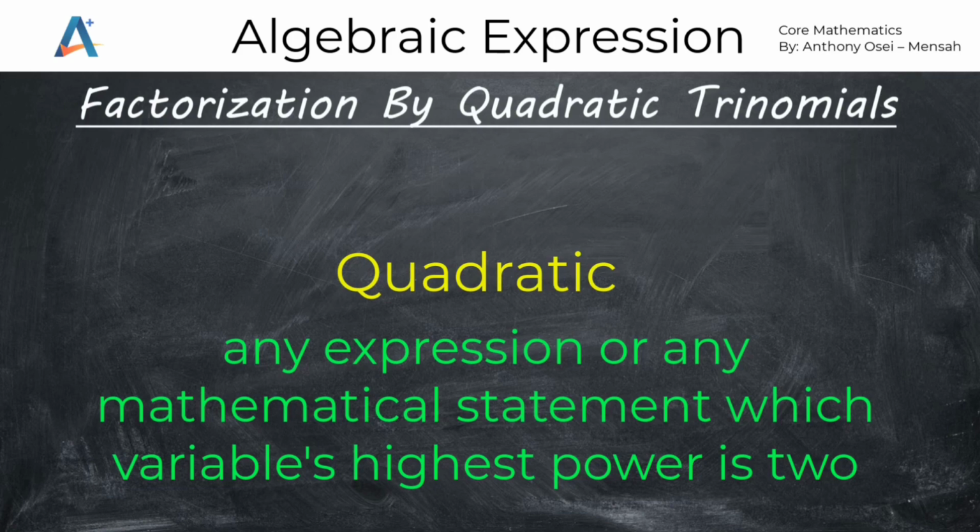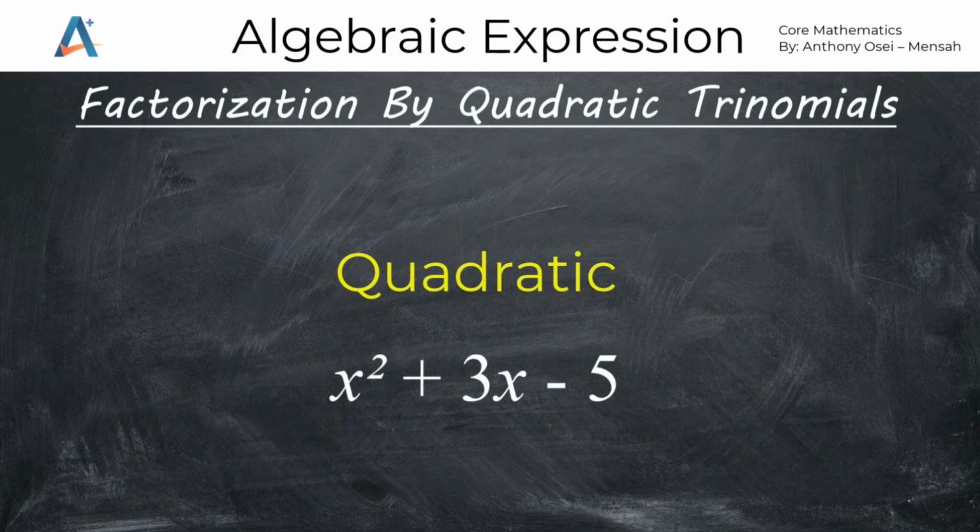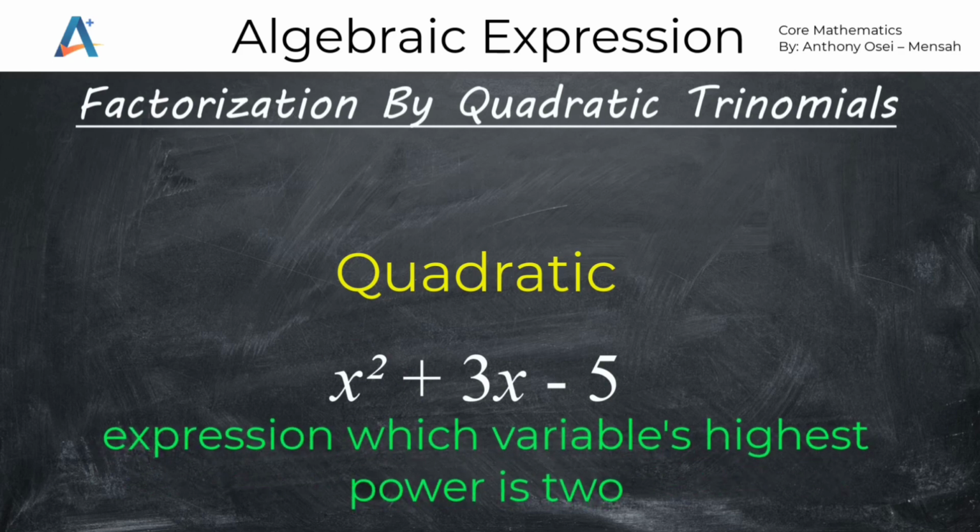So for example, if I write x squared plus 3x minus 5, this is an expression. Since there is a square term in the expression, we can consider this particular expression as a quadratic. Don't forget that the square term has made this entire expression quadratic. So in a nutshell, a quadratic is an expression whose variable's highest power is 2.